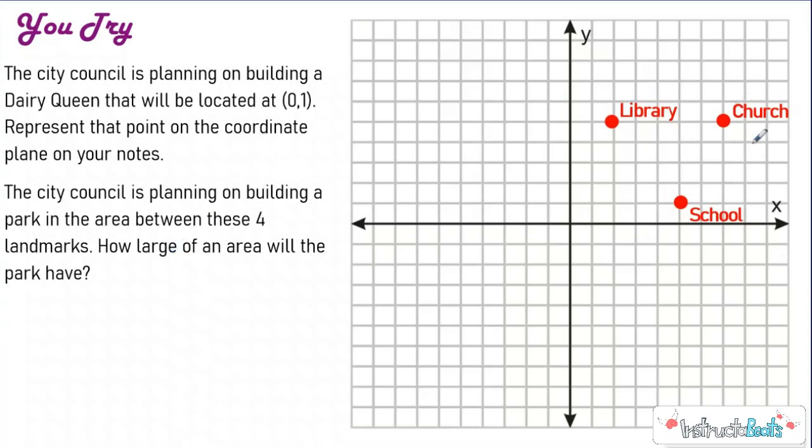So here are 3 of our 4. You need to graph where the Dairy Queen will be. And then the question is, how large of an area will the park have? So you're going to graph the point, what polygon is there, and then use your area knowledge to find the area of that polygon. If you're not ready to try this by yourself, you can just keep watching as we do the problem, just add it into your notes, okay?